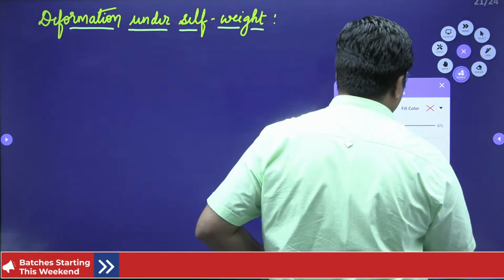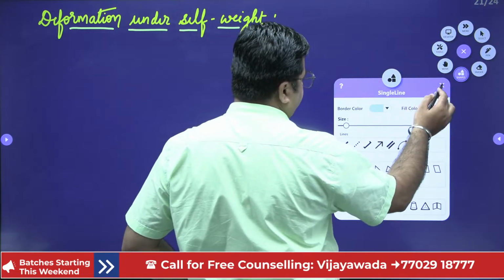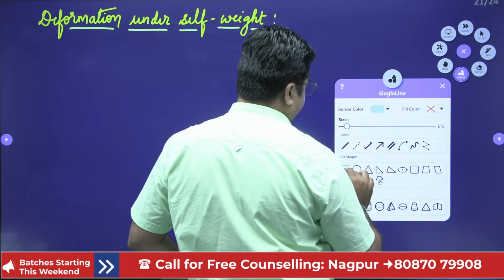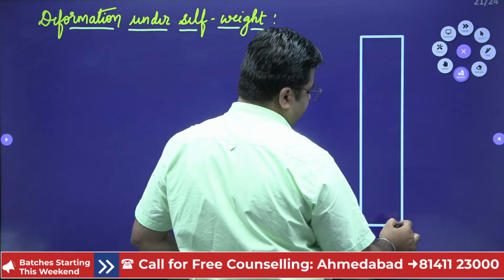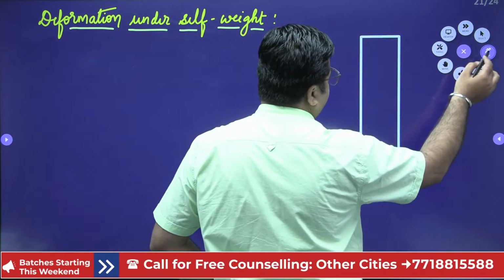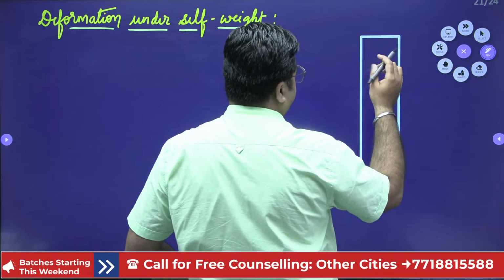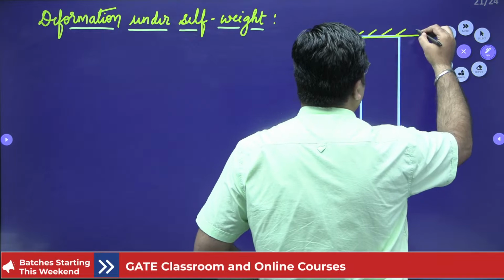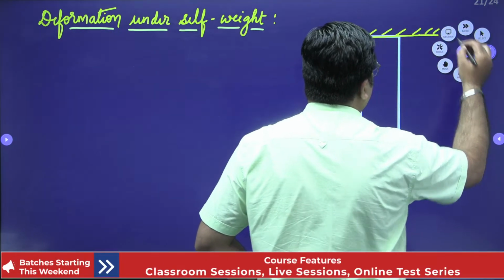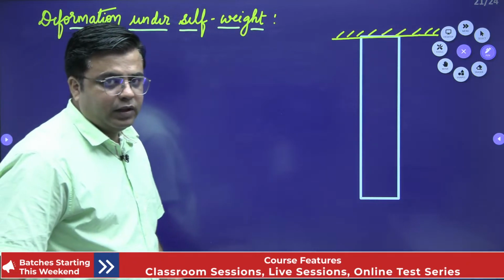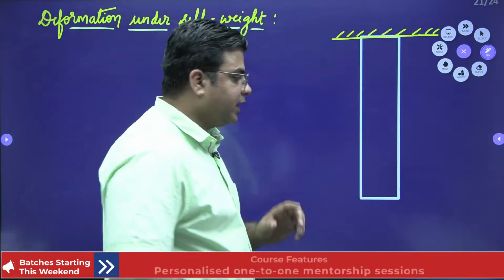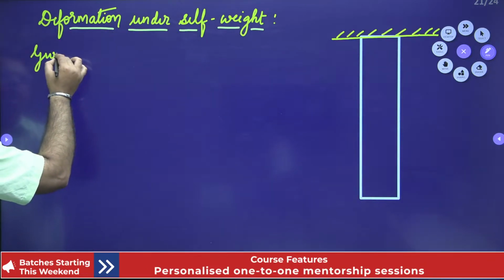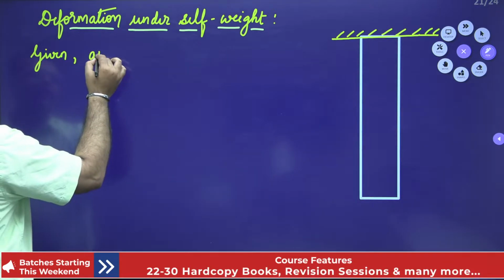So suppose you have this member which is hanging from the roof, right? I'll just give you the detail of what all things are given to us. We know the area of the member. So given data is, area of the member is A.